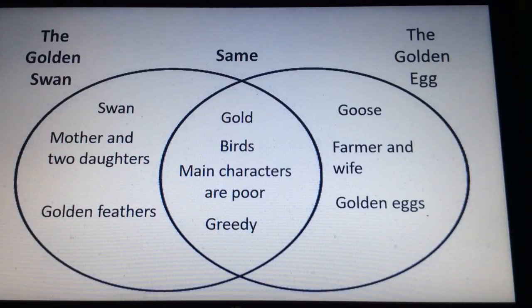So we know the things that are the same is that both stories had gold, the animal main characters were birds. We know that the main characters might have been different, but we know that they were all poor, and we know that the main characters were very greedy. They wanted more and more gold.